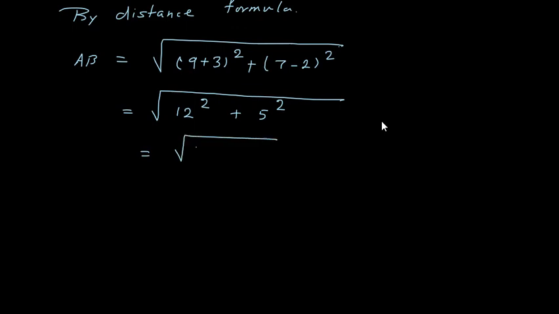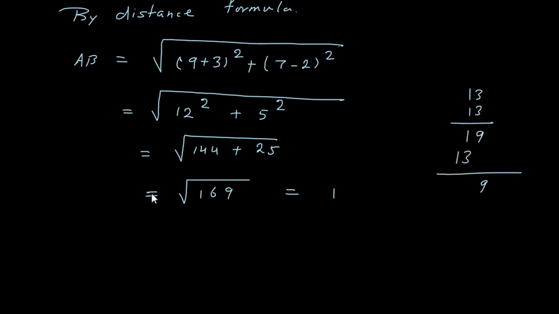Now root of 169 is what? 13. 13 into 13, let us check. 3 times 3 is 9, 3 times 1 is 3, so this is 6 and this is 1, 169. Okay, so 13. Distance AB is 13 unit.